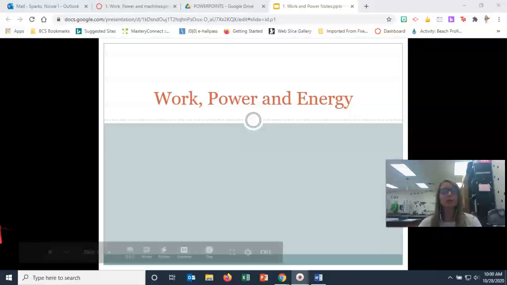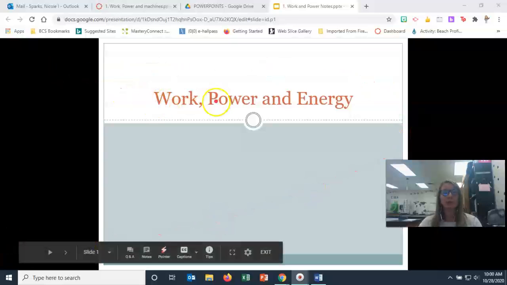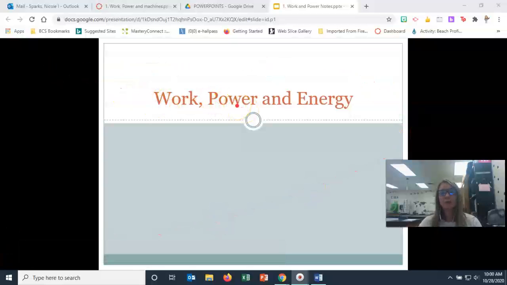So today we're mostly going to focus in on our work and our power and how we can describe those two pieces of information in regards to motion, which we talked about last unit with Newton's 3 laws of motion with action and reaction, balanced and unbalanced, and then how mass and acceleration can cause objects to move. And that's where we're kind of heading back to.